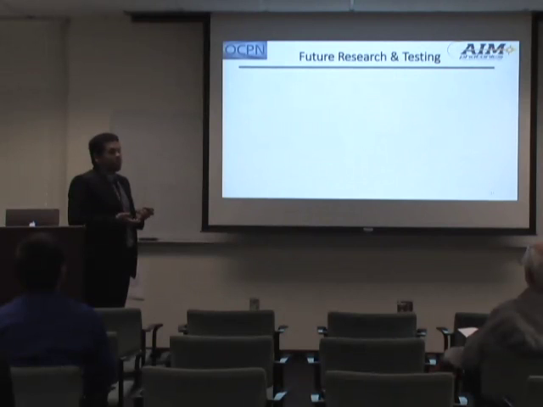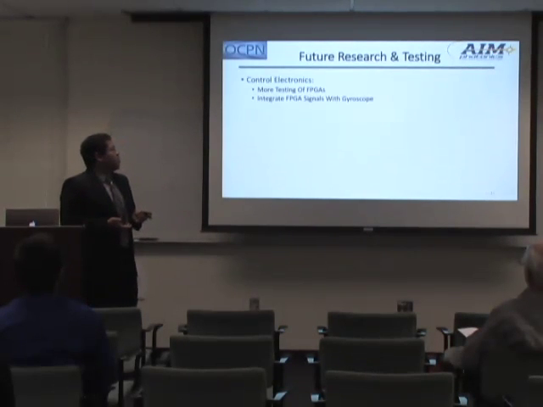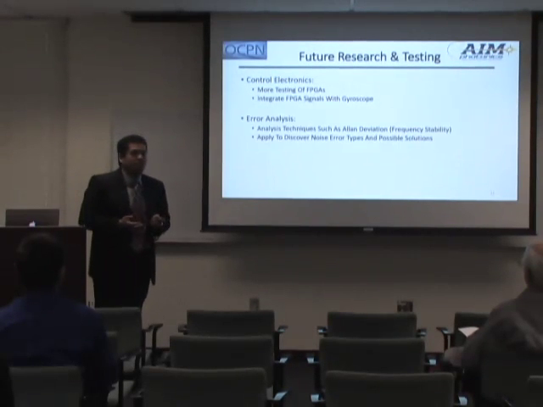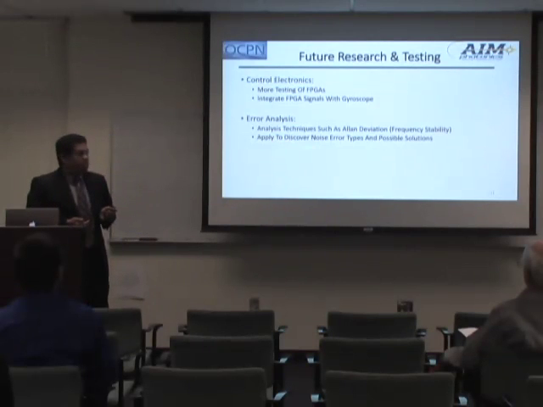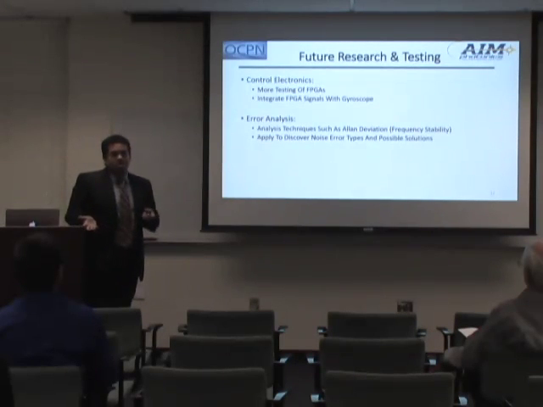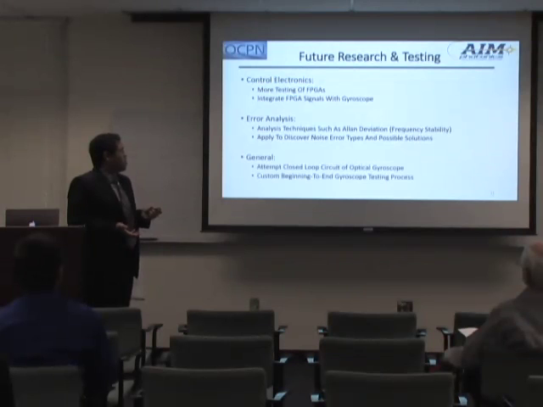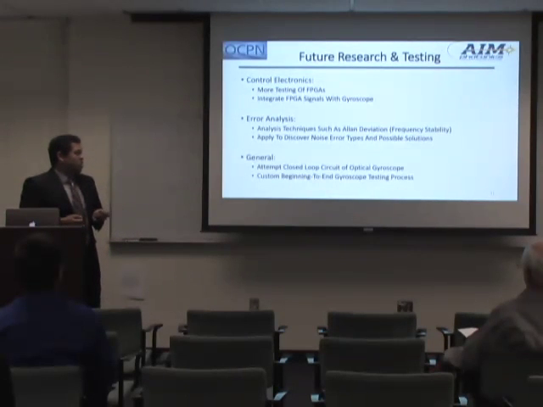So for future research and testing, in control electronics, I want to test the FPGA some more, and also integrate the signal with the optical gyroscope to test for the sensitivity. In terms of error analysis, I also want to see if we can apply the Allan deviation to the optical gyroscope. And in general, I also want to attempt to establish the closed-loop circuit of the optical gyroscope, and also test the gyroscope from beginning to end.